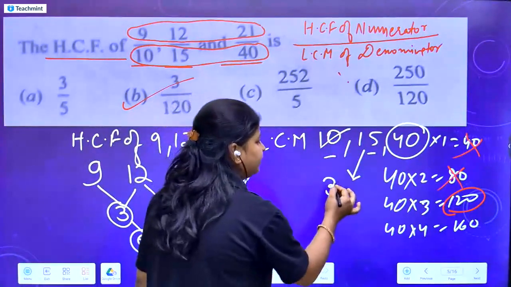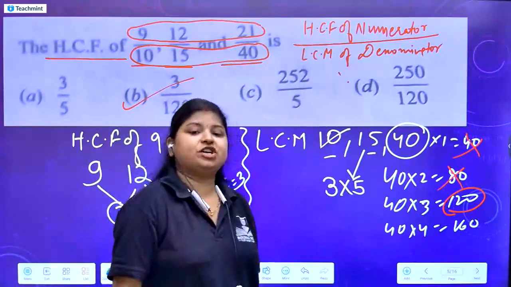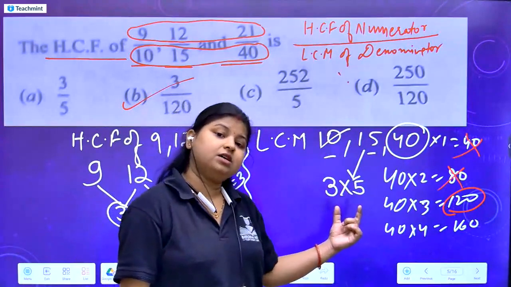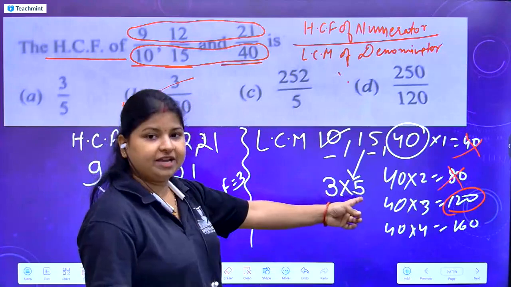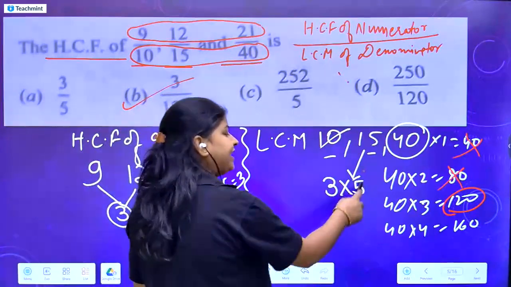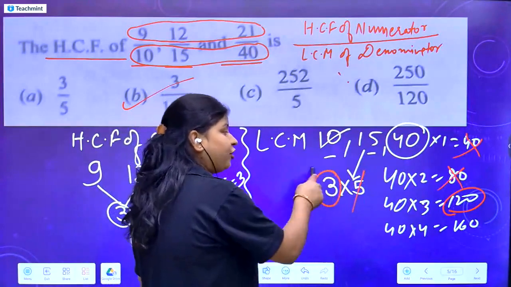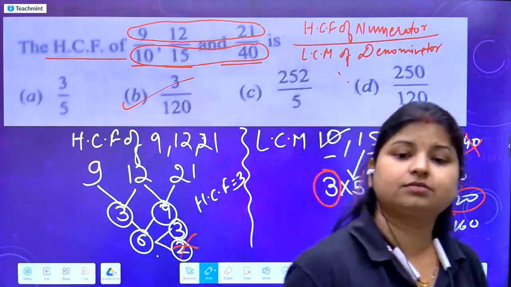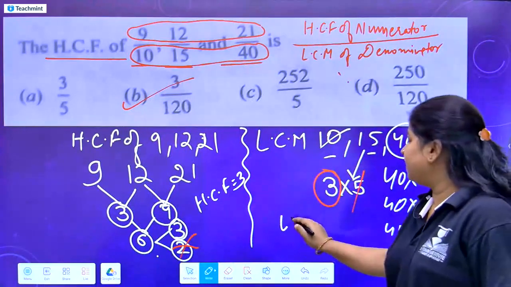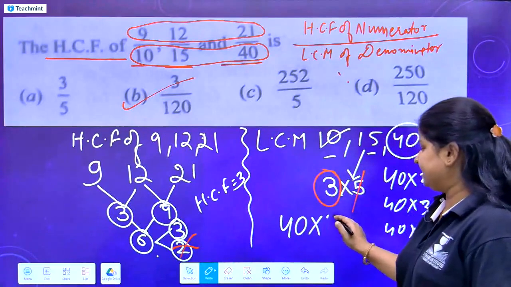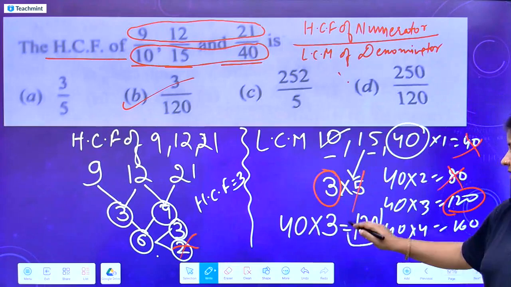So I can write 3 into 5. 3 into 5 is 15. Now you will check which factor does not divide 40. If I talk about 5, this 5 divides 40, right? So I will remove it. Does this 3 divide 40? No, ma'am. That means if you multiply 40 by this 3, you will get your LCM.